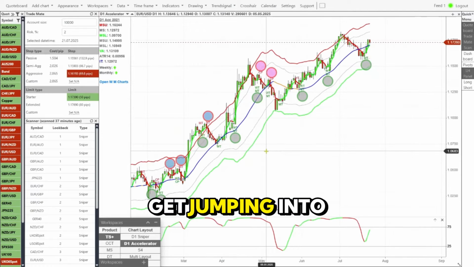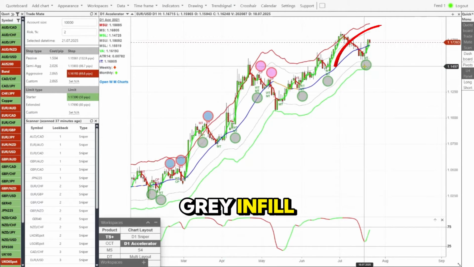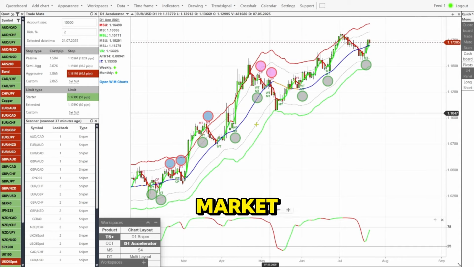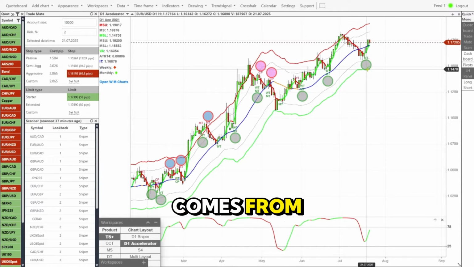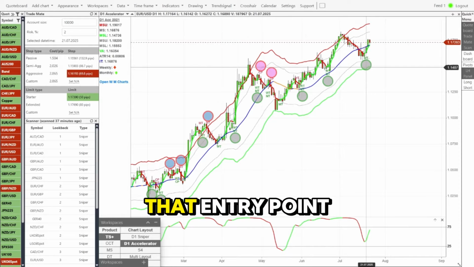So before we get jumping into the trade, it's this trade here. You can see this green sniper disc with a grey infill. I want to talk about the general state of the market, what that means, where this trade comes from, and then look at the ways that we can manage this trade once we've identified that entry point.